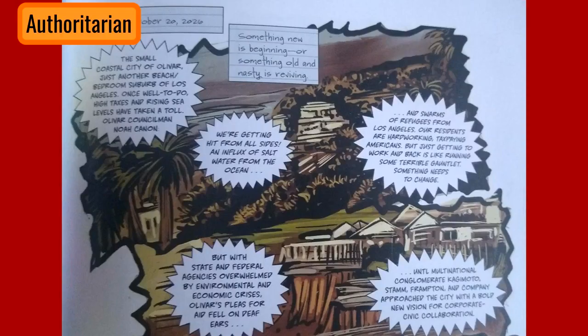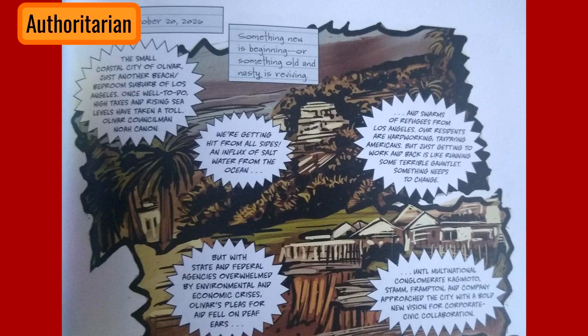To start, I think that dystopias offer us a critique of utopias which are authoritarian. Now, in Parable of the Sower, this is most pronounced in Butler's depiction of the town of Olivar. So we see here the small coastal city of Olivar, just another beach bedroom suburb of Los Angeles, once well-to-do. High taxes and rising sea levels have taken a toll. So this is not the community which Lauren lives in, but this is a nearby city, formerly wealthy, but now in rather dire straits.